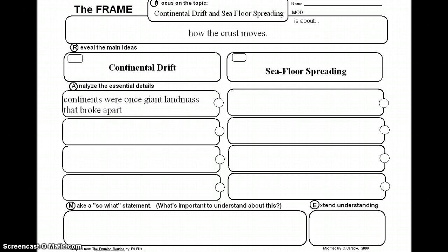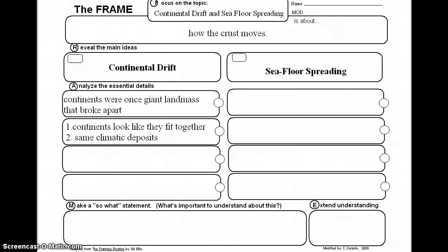According to the hypothesis, the continents were once a giant landmass that broke apart. Wegener called this landmass Pangea. He looked at 4 lines of evidence that help support this hypothesis. The first 2 lines are, the continents look like they could fit together like pieces of a puzzle. If you look at Africa and South America, they actually look like they fit together.